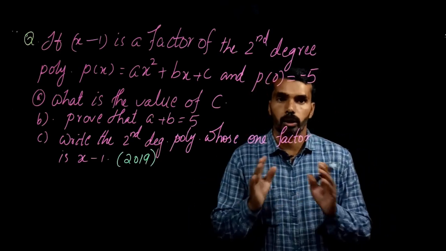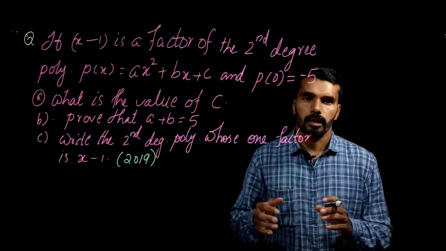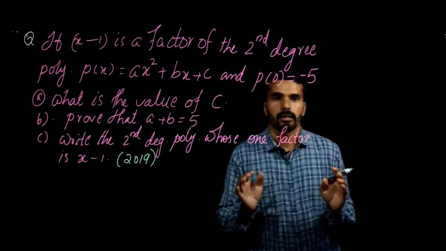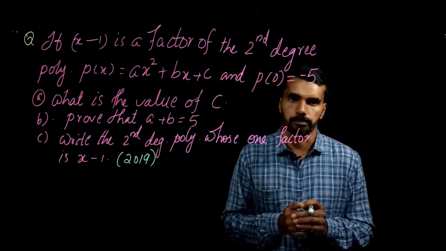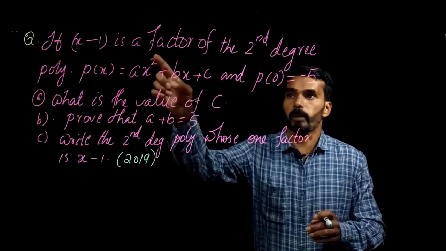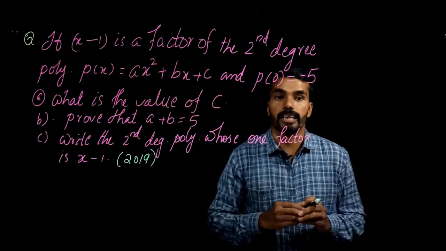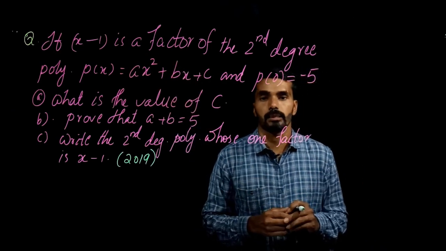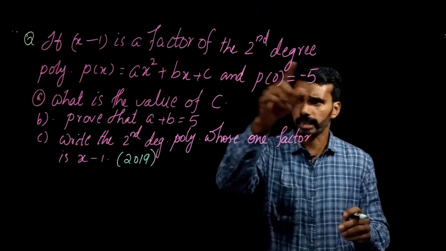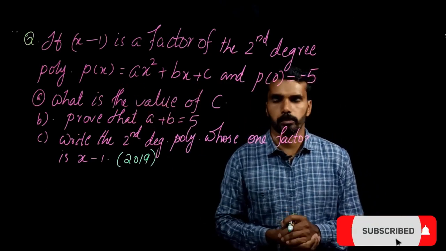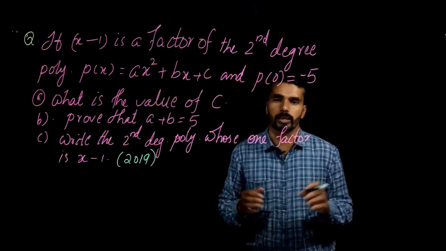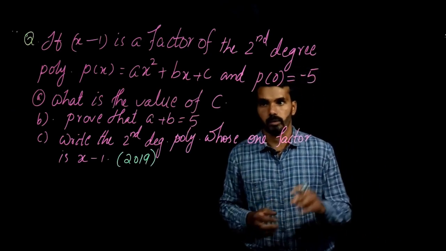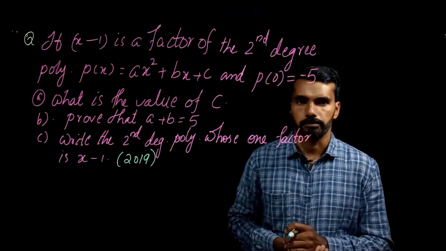2019 ചോദിച്ച വേറൊരു ക്വസ്റ്റ്യൻ. ഈ രണ്ട് ക്വസ്റ്റ്യൻസ് ആണ് കഴിഞ്ഞ വർഷം 2019 ഈ പോളിനോമിയൽ അല്ലെങ്കിൽ ബഹുപദങ്ങൾ എന്ന ചാപ്റ്ററിൽ നിന്നും ചോദിച്ച രണ്ട് ക്വസ്റ്റ്യൻസ്. Okay, ഇവിടെ we are given that നമുക്ക് തന്നിട്ടുണ്ട് x minus 1 is a factor of the second degree polynomial ax square plus bx plus c. And one more thing, we are given that p of 0 is equal to minus 5. Then what is the value of c?